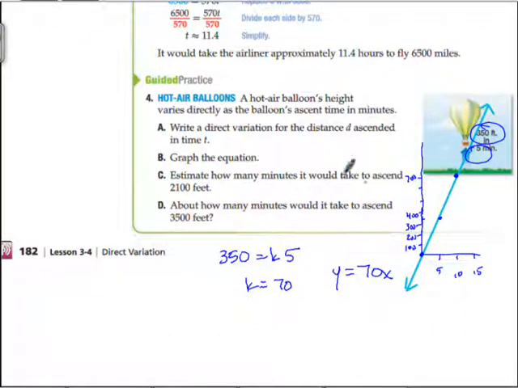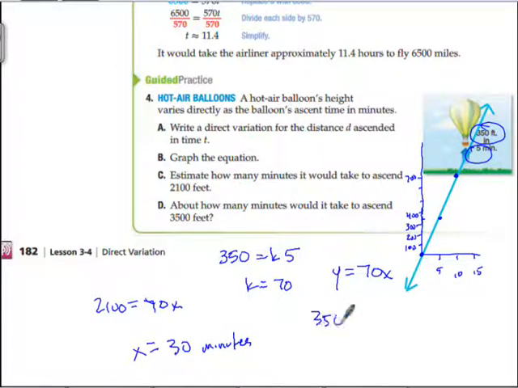Estimate how many minutes it would take you to ascend 2,100 feet. So 2,100 equals 70x. How long would that take? It looks like it would take about 30 minutes. Exactly 30 minutes. How many minutes would it take to ascend 3,500 feet? So 3,500 equals 70x. Looks like that would take about 50 minutes. Very easy to see this in some real-world problems.